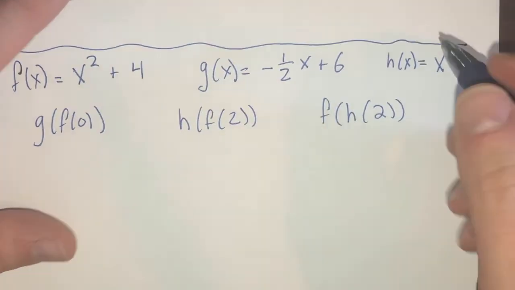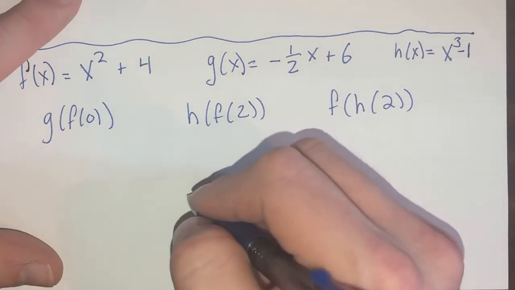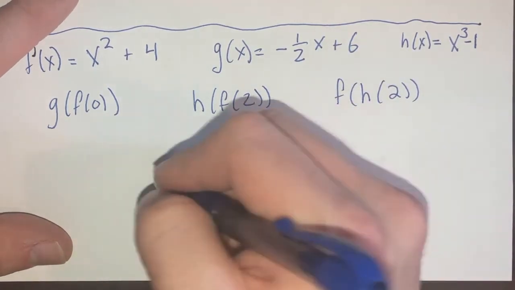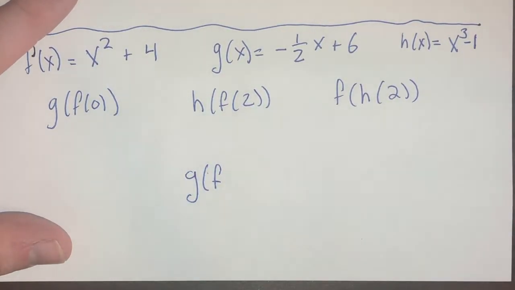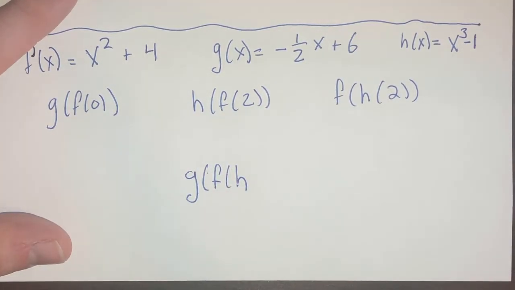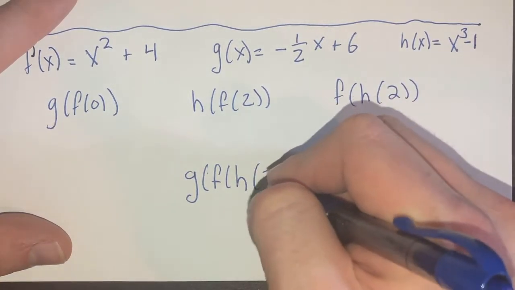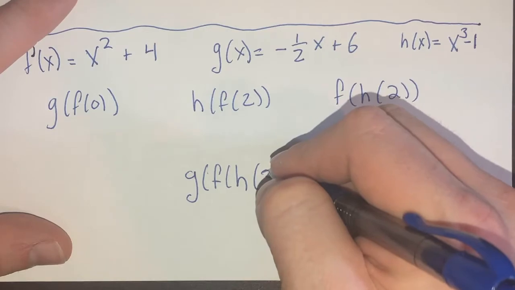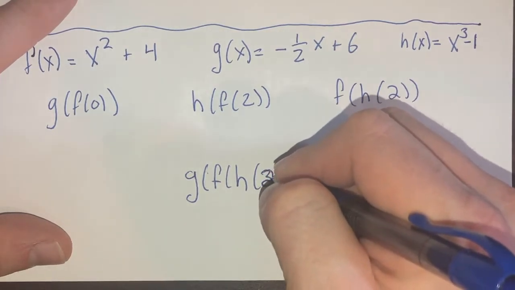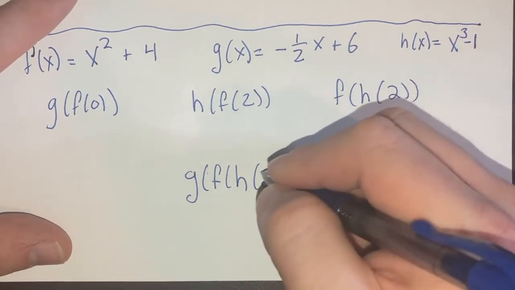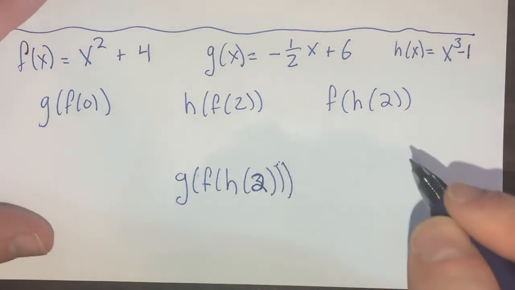And lastly, I'm going to ask you, ready, this is a tough one, what is g of f of h, okay, this is not an easy one, of 3. How about we make it, I'm going to make it a 2. Keep my numbers a little bit smaller. Okay, so here's what I want you to do.